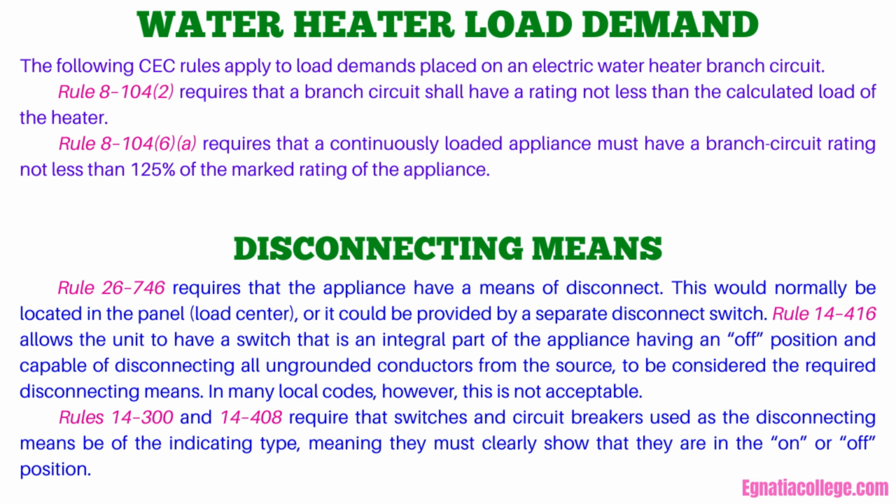Disconnecting means. Rule 26-746 requires that the appliance have a means of disconnect. This would normally be located in the panel, load center, or it could be provided by a separate disconnect switch. Rule 14-416 allows the unit to have a switch that is an integral part of the appliance having an off position and capable of disconnecting all ungrounded conductors from the source, to be considered the required disconnecting means. In many local codes, however, this is not acceptable. Rules 14-300 and 14-408 require that switches and circuit breakers used as the disconnecting means be of the indicating type, meaning they must clearly show that they are in the on or off position.